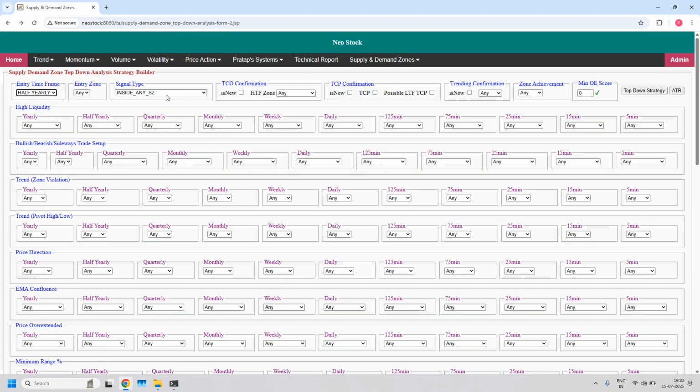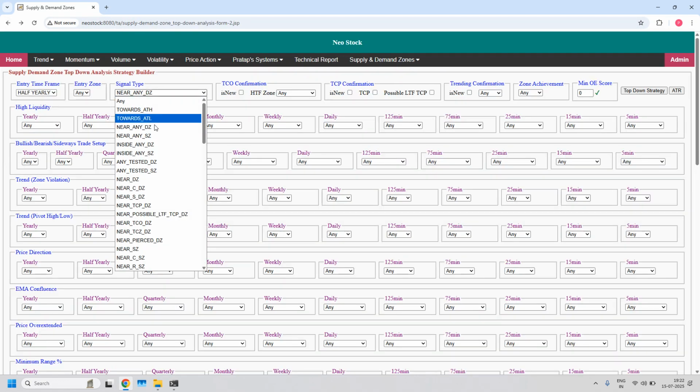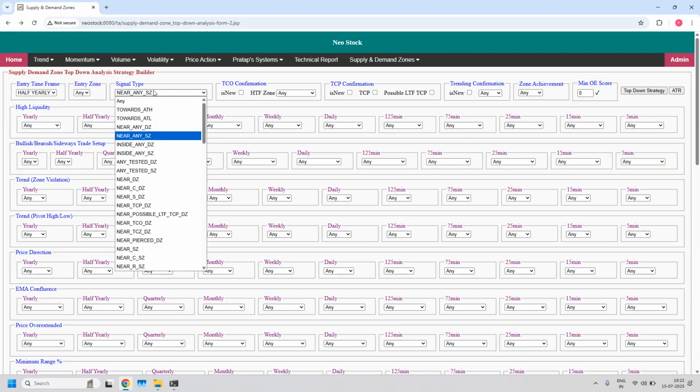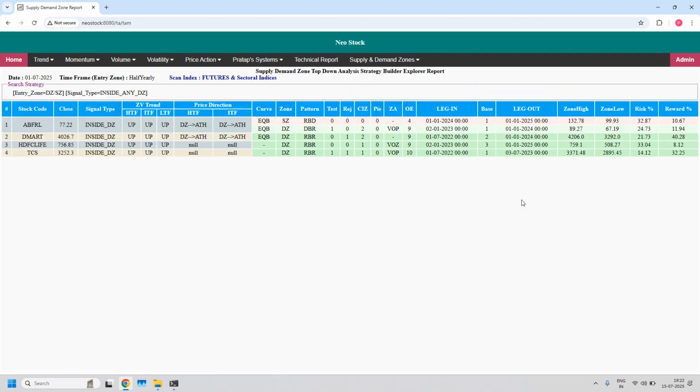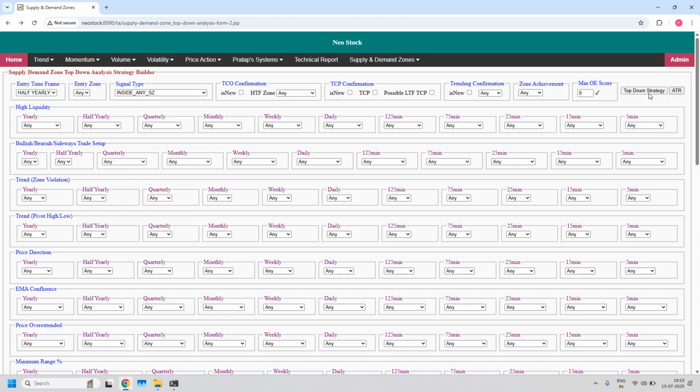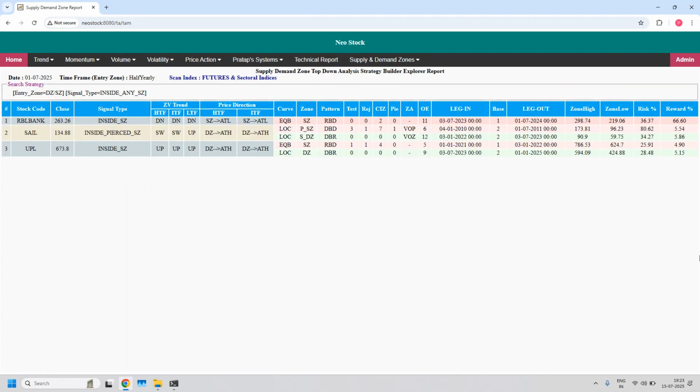Next, half yearly time frame, stocks near half yearly demand zone, no stocks. Stocks near half yearly supply zone, also no stocks. Price closed inside the half yearly demand zone, we got 4 stocks. Next, price closed inside the half yearly supply zone, we got 3 stocks.